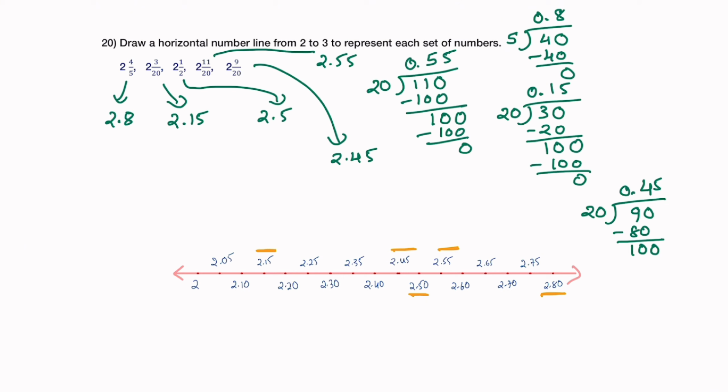Okay, 2.15 is what? 3 upon 20. And then 2.5 is for 1 upon 2. 2.45 is for 9 upon 20. 2.55 is 11 upon 20. And this 2.8 is 4 upon 5. Right, so this is how I can plot them on the number line.